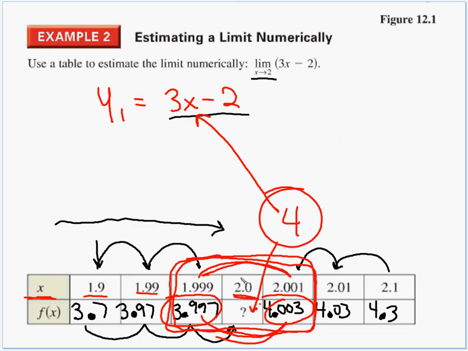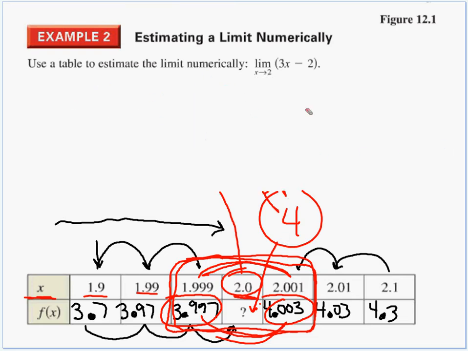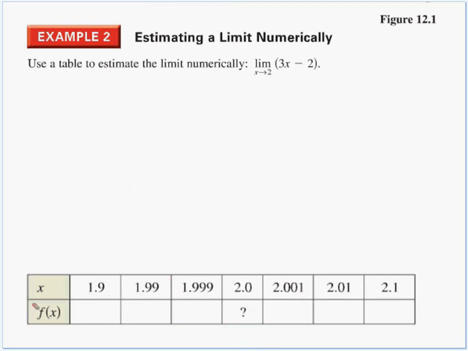Well, if we put 2 into the function, 2 goes in there. 3 times 2 is 6. 6 minus 2 is 4. So this one we could check just by directly substituting it in. But we can't do that all the time. That's why we're using this idea of a limit.